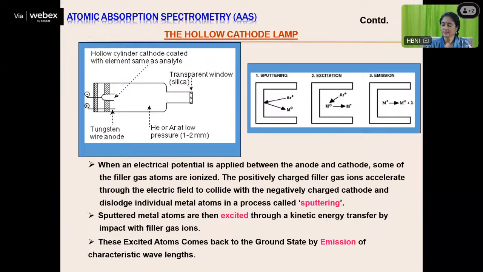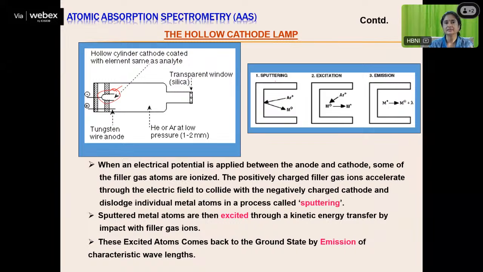So what is a hollow cathode lamp now? The hollow cathode lamp is built like this, where this is the cathode and this is the anode. Now the cathode is made up of the material which is your analyte. So for example, if you want to measure iron, then the cathode will be made up of iron. Now what happens here? You can see the sputtering, excitation and emission. This is the expanded picture of the cathode material. Now you can just have a look.